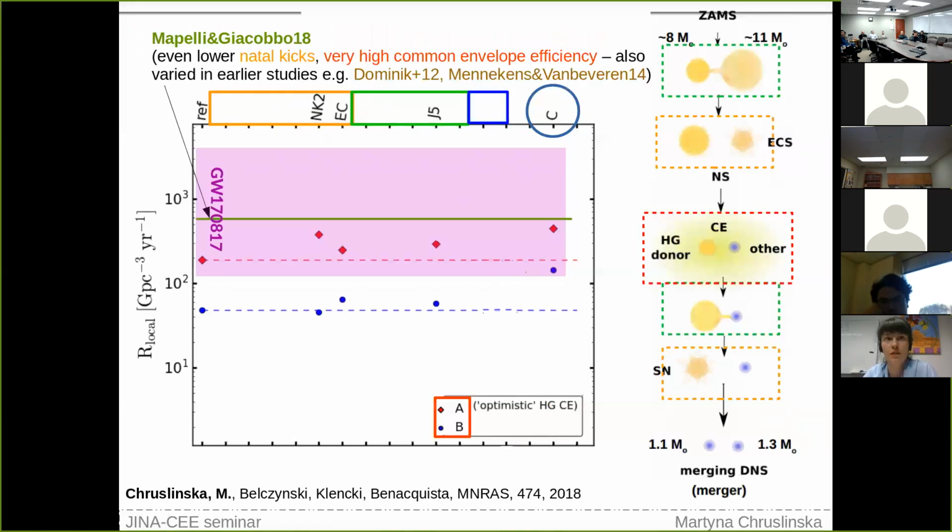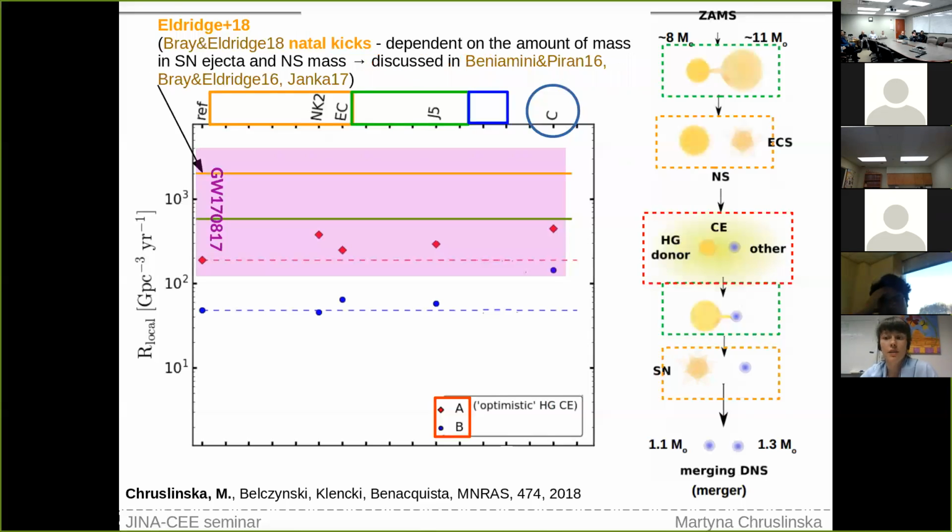So this horizontal green line shows the estimate by Mapelli and Giacobbo. So they assumed here that all of the neutron stars form with low natal kicks, and they also assumed high common envelope efficiency, which parameterizes the ease with which you can eject the envelope. Those factors were also varied in some earlier studies, and they are known to affect the rate estimates substantially. And this is the estimate by Eldridge and others.